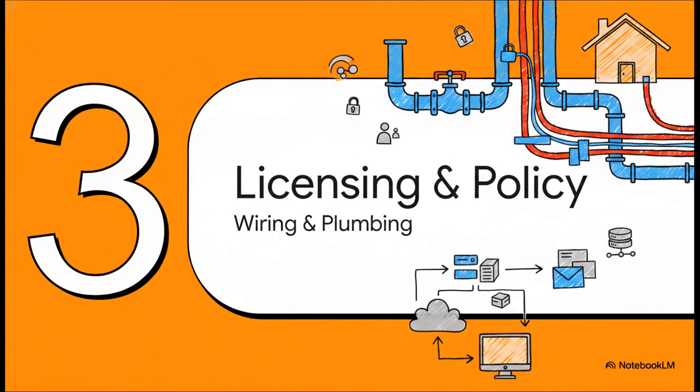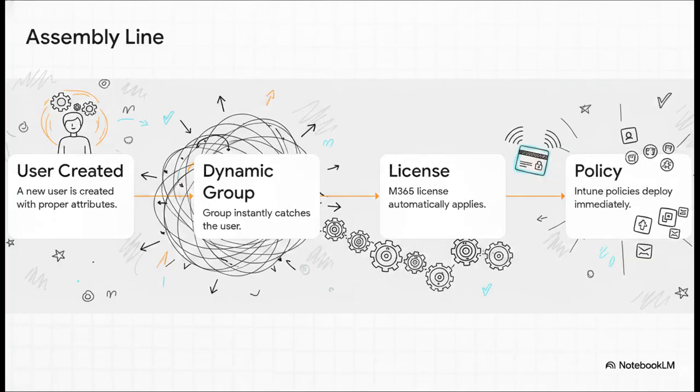Which brings us to Section 3, licensing and policy assignments. Let's run the wiring and plumbing. Just look at this automated assembly line in action. This brilliantly illustrates the magic of group-based licensing and policy assignments working together in perfect sequence. Step 1. A new user is created with the right attributes. Step 2. A dynamic group instantly catches that user. Step 3.